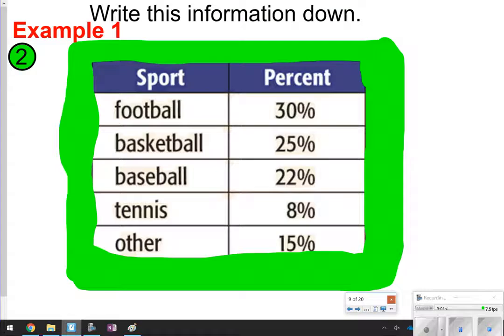So the first thing we're going to talk about is this information. This is just a simple survey of people's favorite sports. We have football at 30%, basketball at 25%, baseball 22%, tennis 8%, and others 15%. What you're going to need to do first is just write down the sport and the percentage, and once you're done writing this down, click play so you can see what we do next.